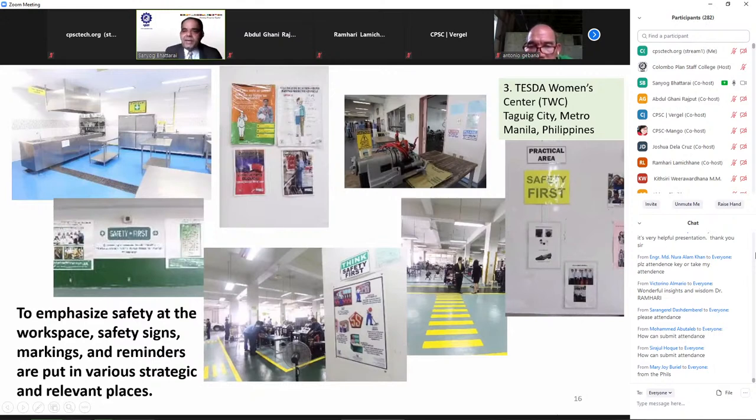Everywhere, there's the Women's Center, you can see this very nicely. On the floor, you can see the yellow lines. So this is also a precaution. Do not cross the yellow lines. The safety signage, you can see.